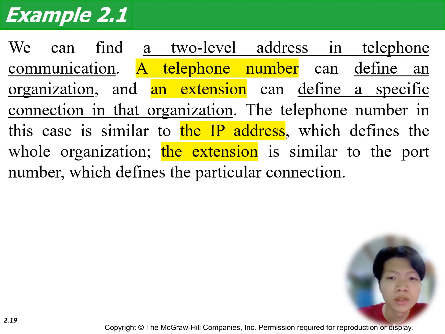For example, we can find a two-level address in telephone communication. A telephone number can define an organization, and an extension can define a specific connection in that organization. The telephone number in this case is similar to the IP address, which defines the whole organization. The extension is similar to the port number, which defines the particular connection.